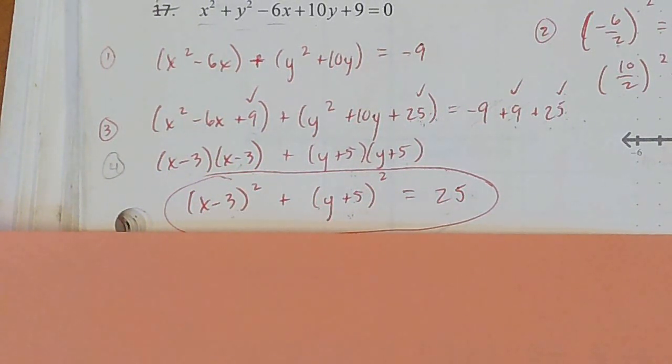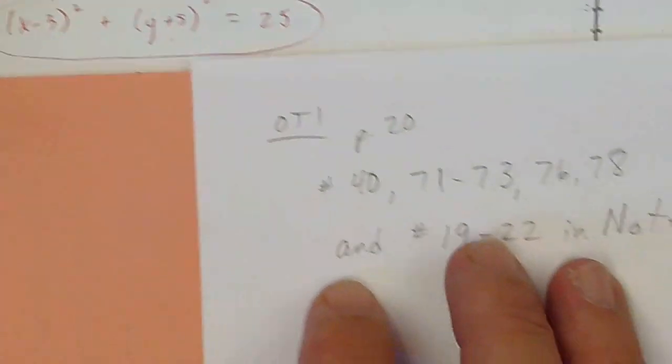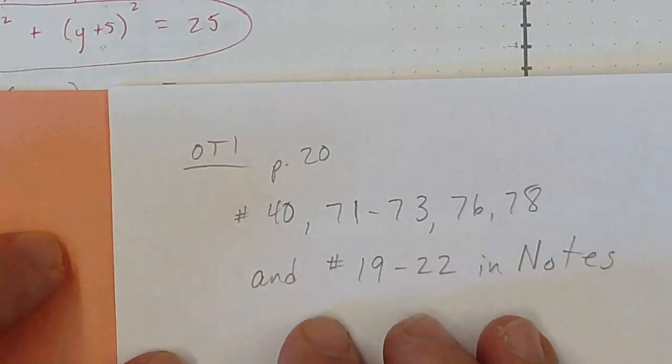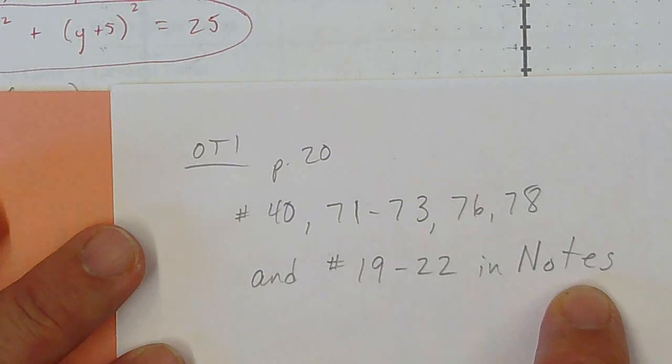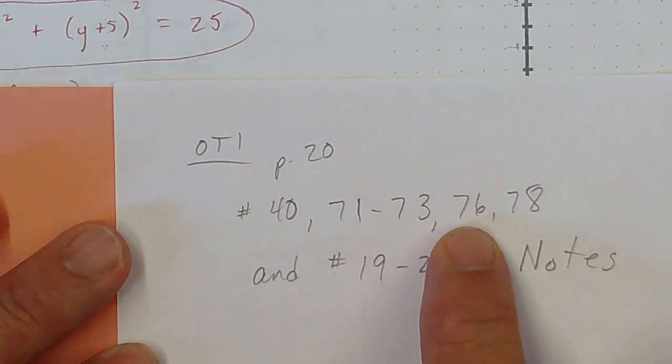Okay, our textbook doesn't have a lot of these. We added this to our curriculum because completing the square is a very common skill that comes up on the SAT almost every year. So we need to work on it. So that's why I put a bunch of these examples in your notes. That's going to be part of your OTI. All right, so part of your assignment is 19 through 22 in your notes. And then these 5 or 6 book problems.